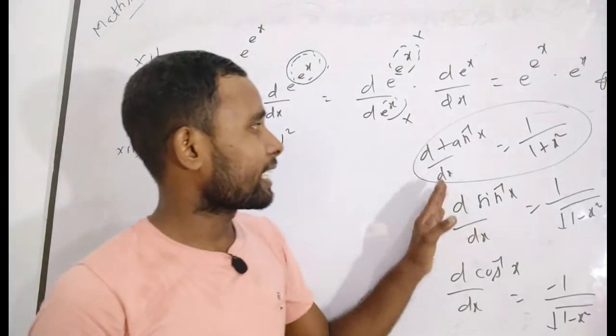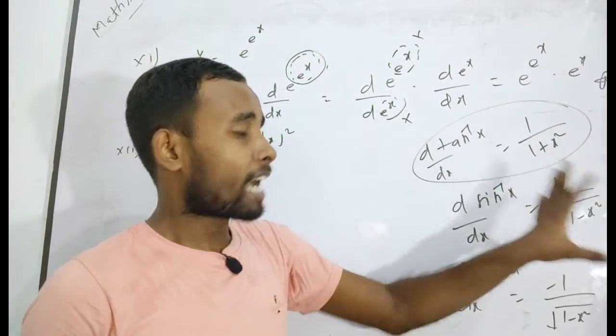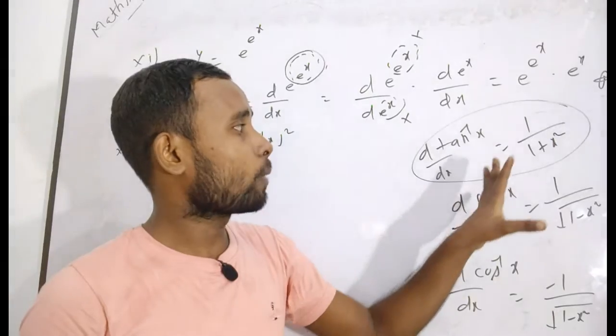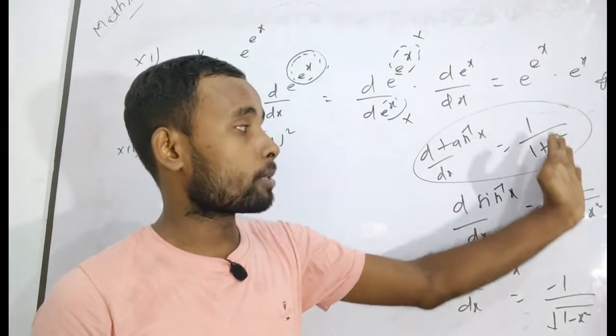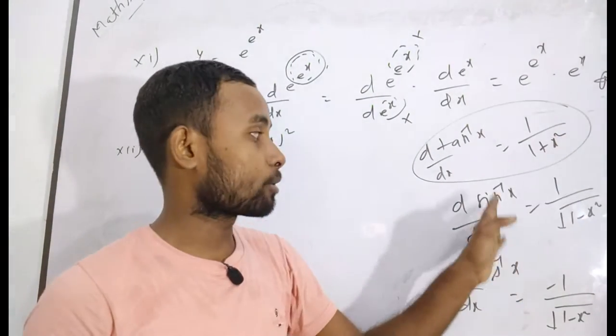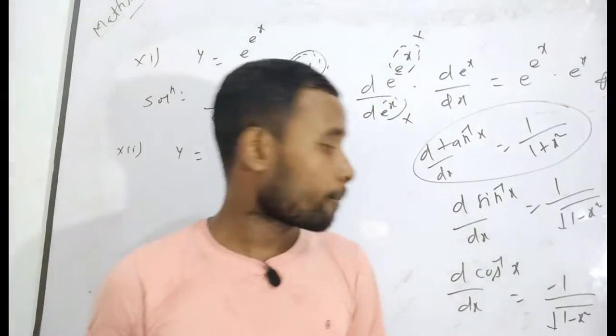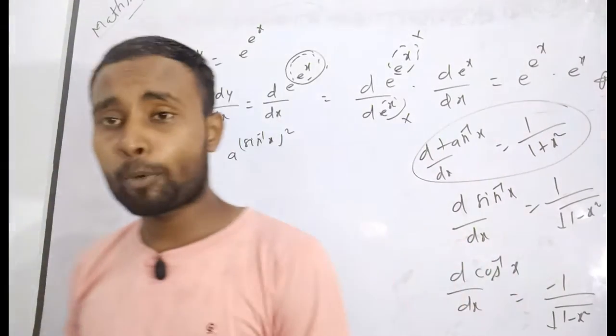Now if you see here the derivative of tan inverse x, I will discuss in more detail in your next class how you will get derivative of tan inverse x is equal to 1 upon 1 plus x square, derivative of sin inverse x is equal to 1 upon root under 1 minus x square, derivative of cos inverse x is equal to minus 1 upon root under 1 minus x square.